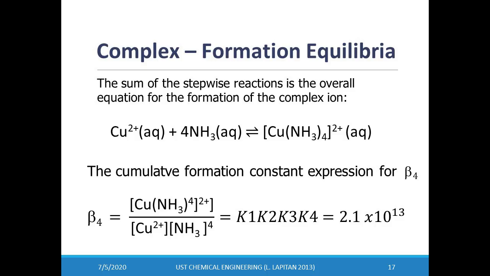The overall equilibrium constant for steps 1 to 4 can be determined by multiplying the stepwise formation constants K1, K2, K3, and K4. In this case, the equilibrium constant Kf is correctly identified as the cumulative formation constant, symbolized by beta 4, because there are 4 steps. Take note that the cumulative formation constant beta is equal to the product of the stepwise equilibrium constants K1, K2, K3, and K4. For this specific example, the cumulative formation constant has a value of 2.1 times 10 raised to 13.